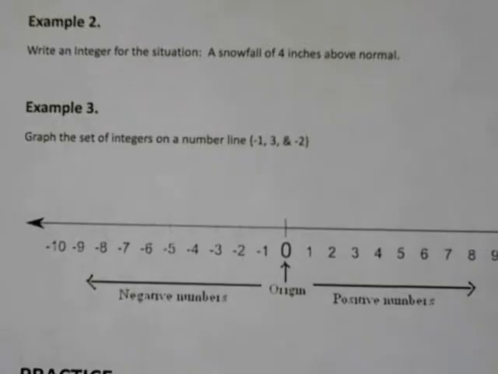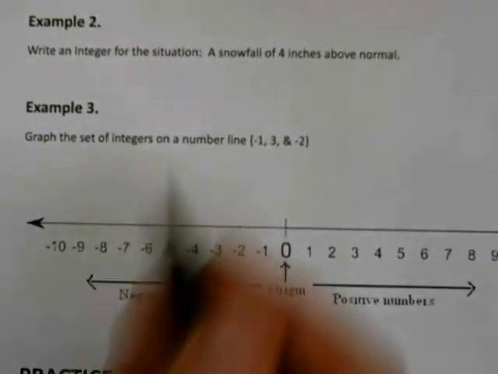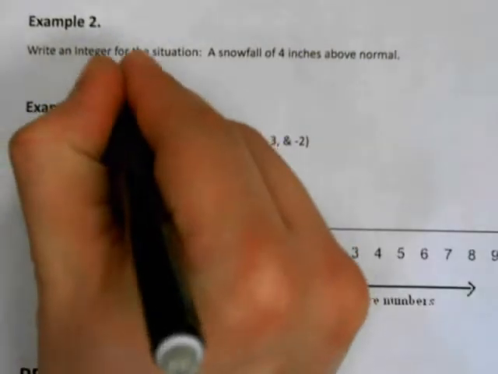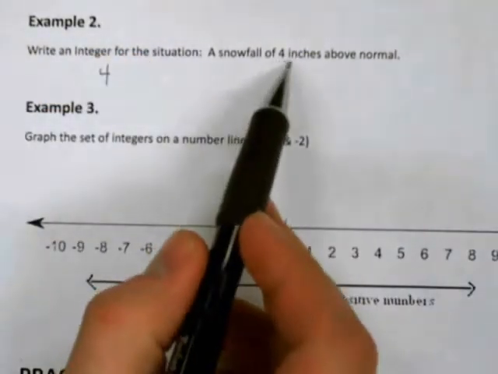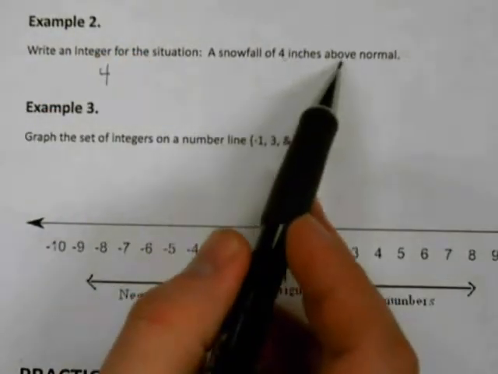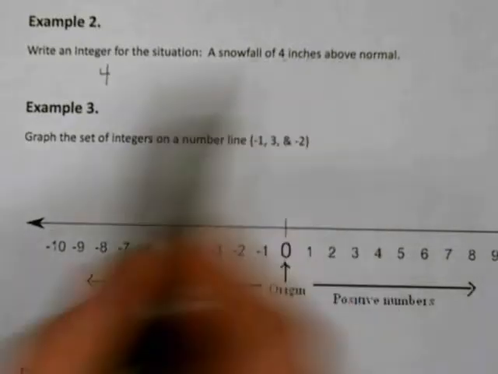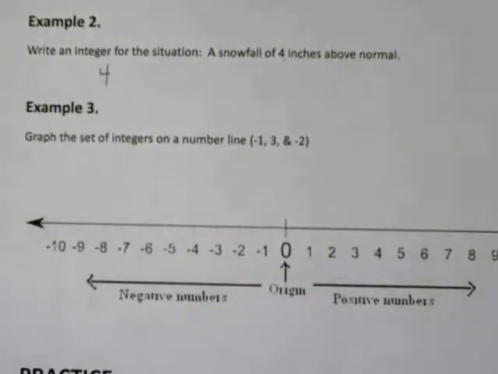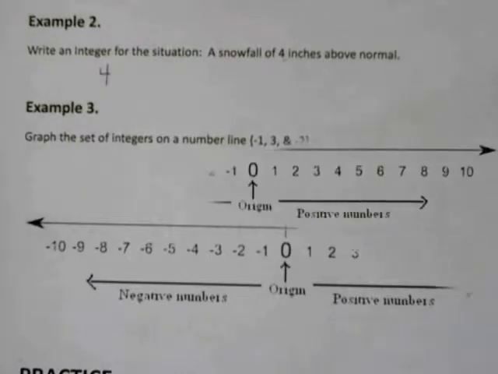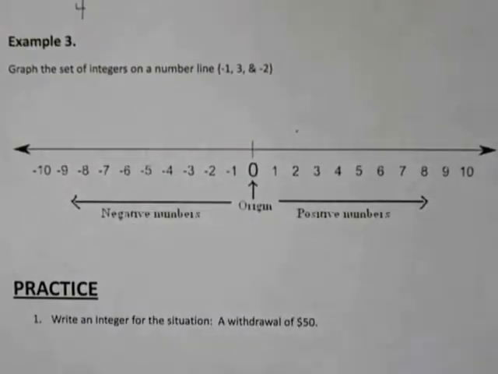Then we have example 2. Again, we're writing an integer for the situation. It says a snowfall of 4 inches above normal. I know I have 4, and I have to determine whether this is going to be a positive or negative number. It's above normal, which means it's not going to be negative, so I just write 4. That's it.